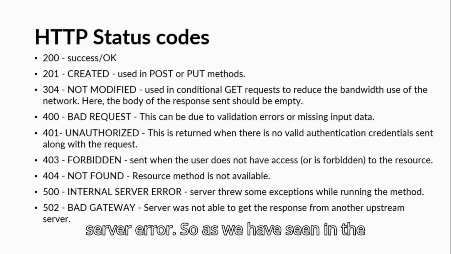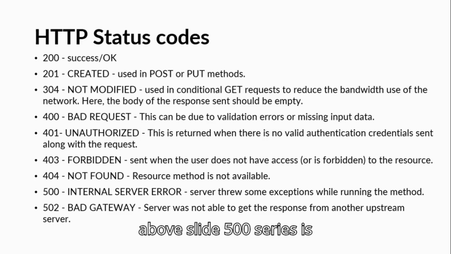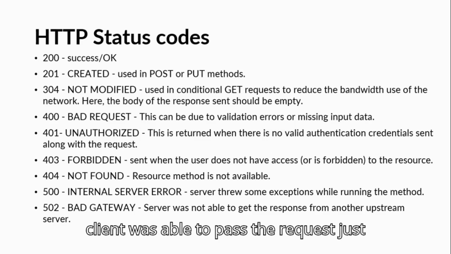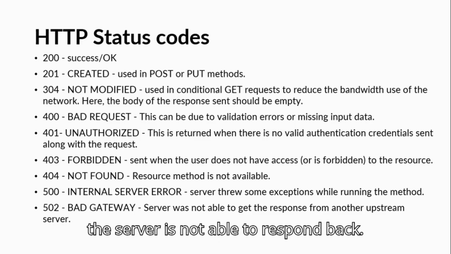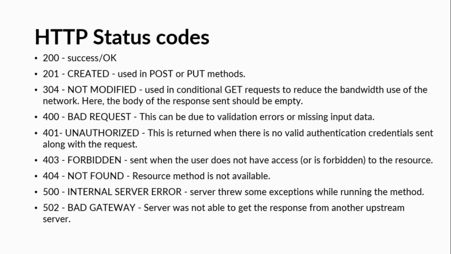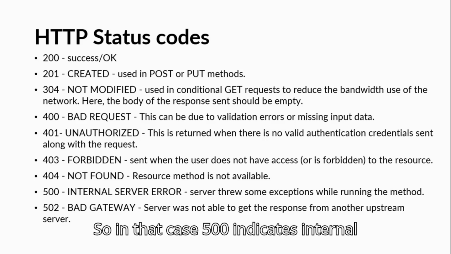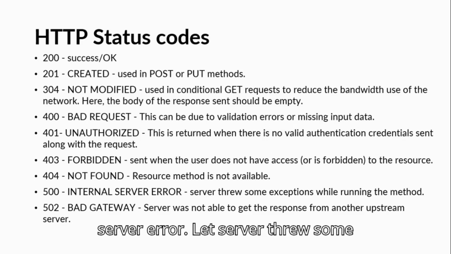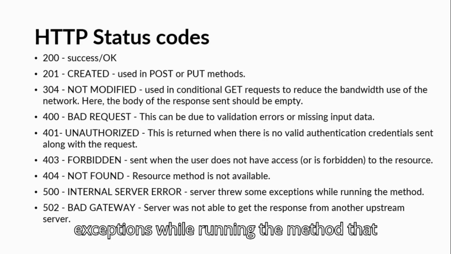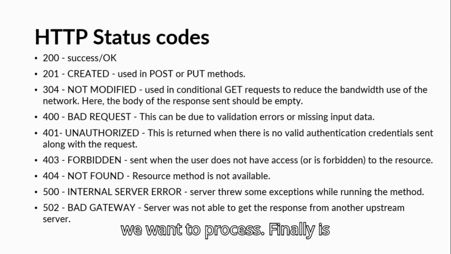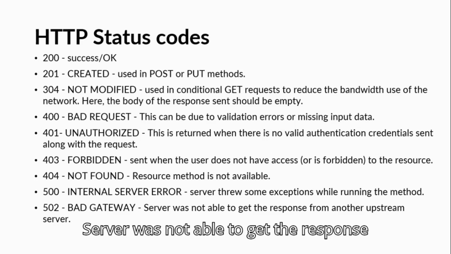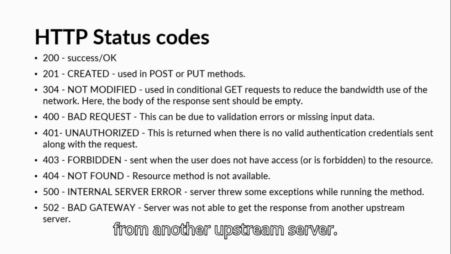As we have seen in the above slide, the 500 series is with respect to server side errors. The client was able to pass the request, just the server is not able to respond back. In that case, 500 indicates internal server error, like the server threw some exceptions while running the method that we want to process. Finally, there is 502 bad gateway. The server was not able to get the response from another upstream server.